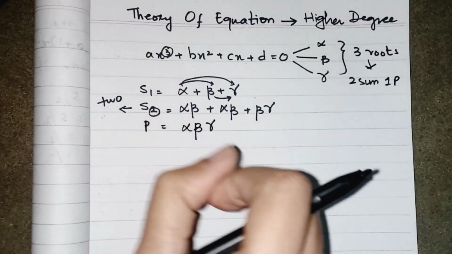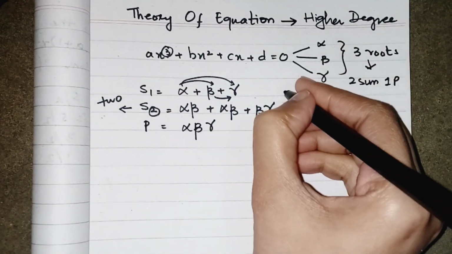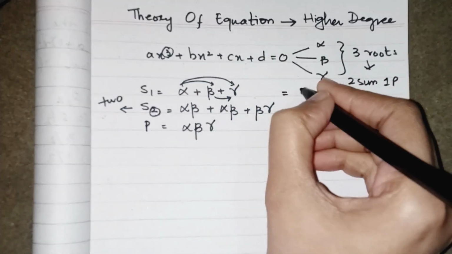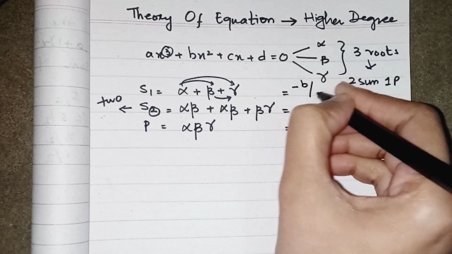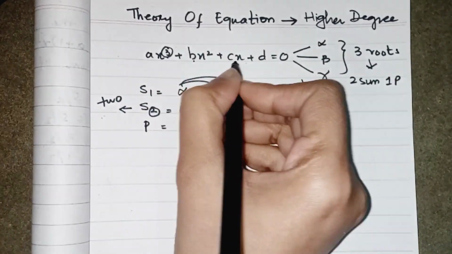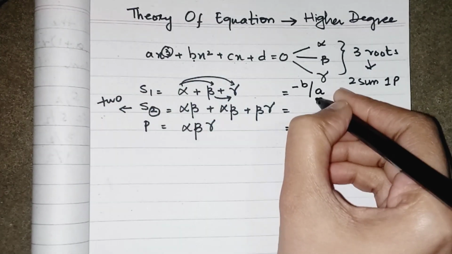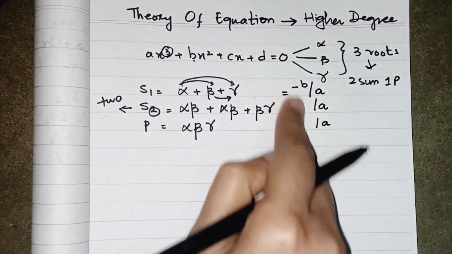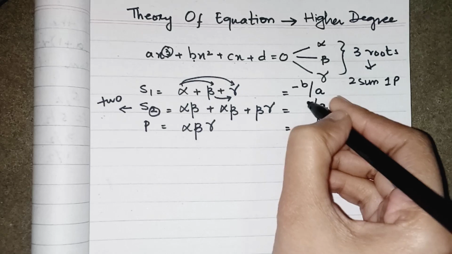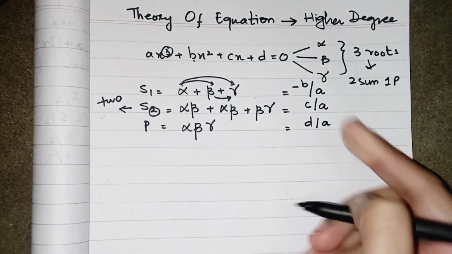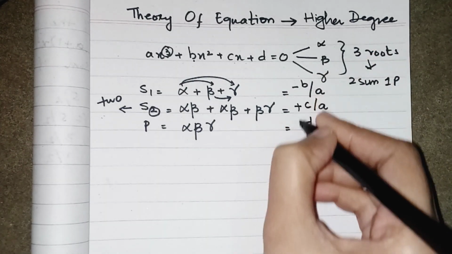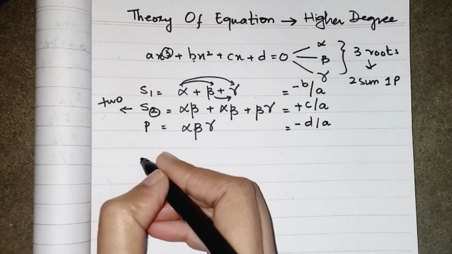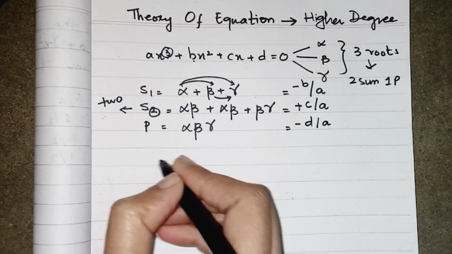But this one seems more difficult. The formulas are much easier, so we can write it like minus b upon a. Every term should be divided by a, and the sequence will be b, c, d, with signs minus, plus, minus. Now these are the formulas which will be much easier for us to understand.